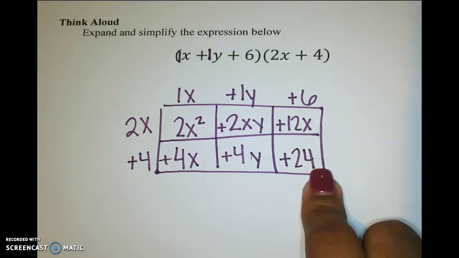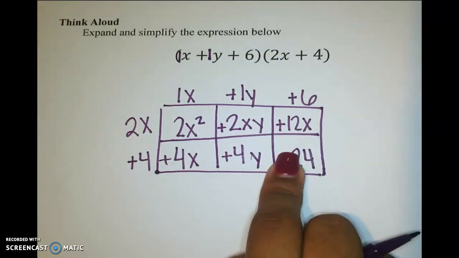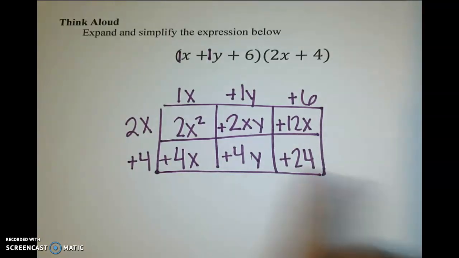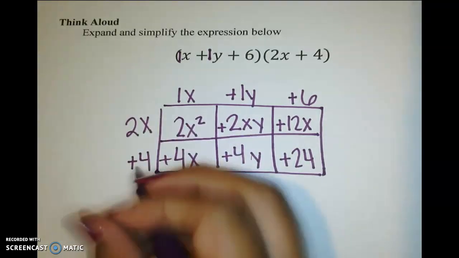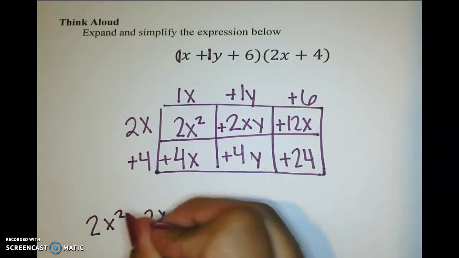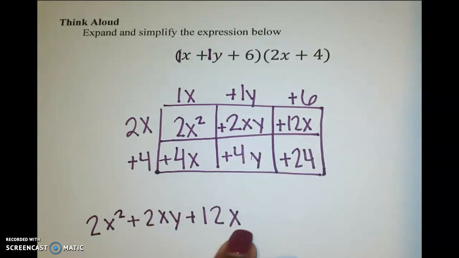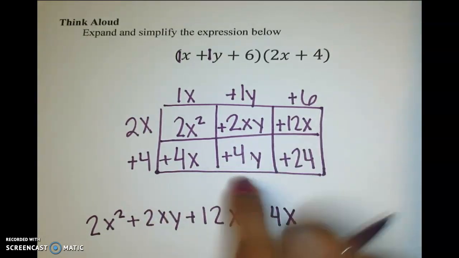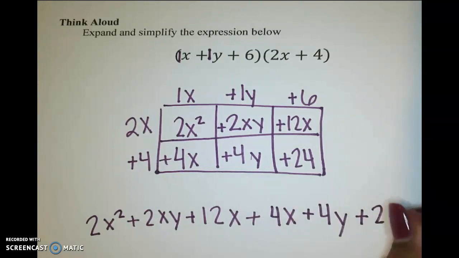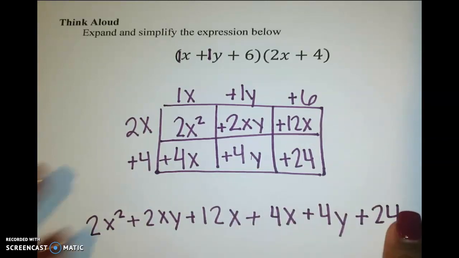So at this moment, you have all of these terms inside the tabular method. You want to bring them out. And what I mean by bringing them out is that I want you to write them the way you see it. So I have 2x squared plus 2xy plus 12x plus 4x plus 4y plus 24. So I now have this, and I'm ready to start finding my like terms.